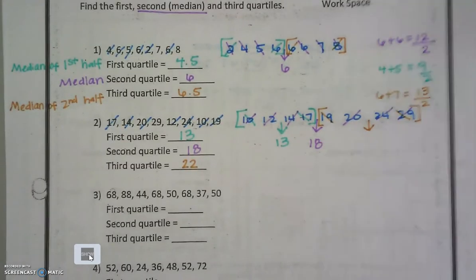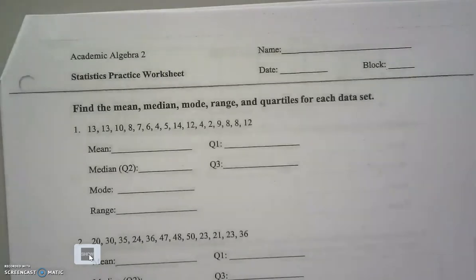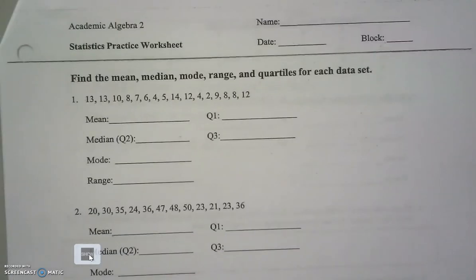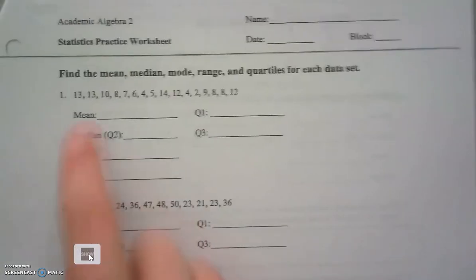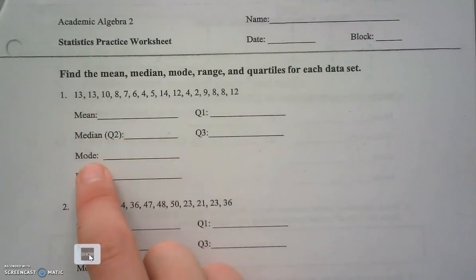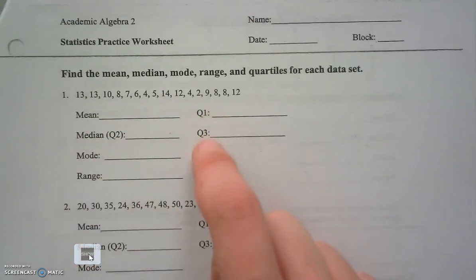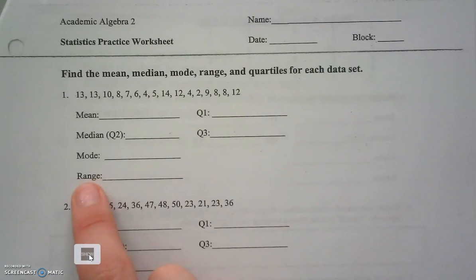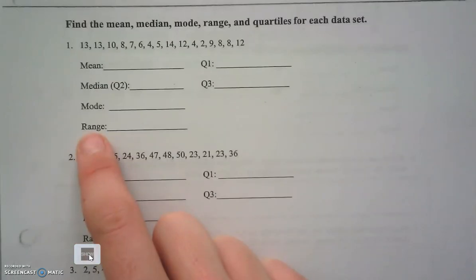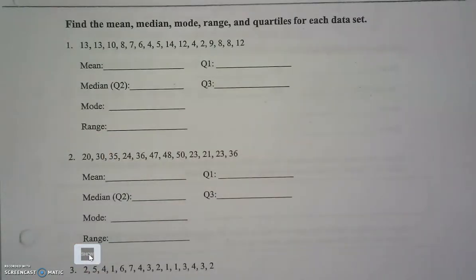Okay. The next page is also practice. Find the mean, the median, and the mode. We just practiced finding the quartiles. What is your range? That's one thing that was not on those previous pages.